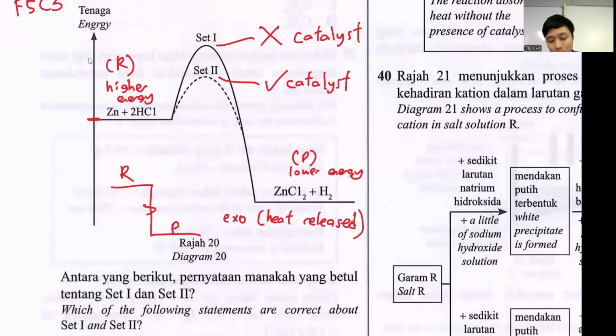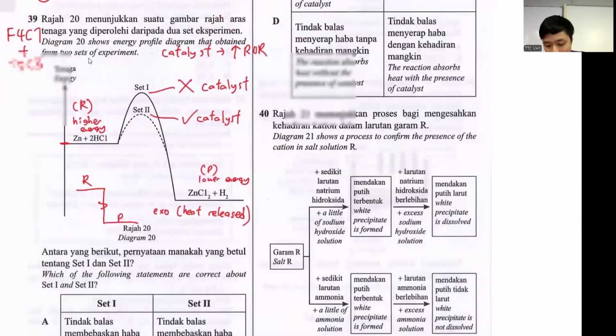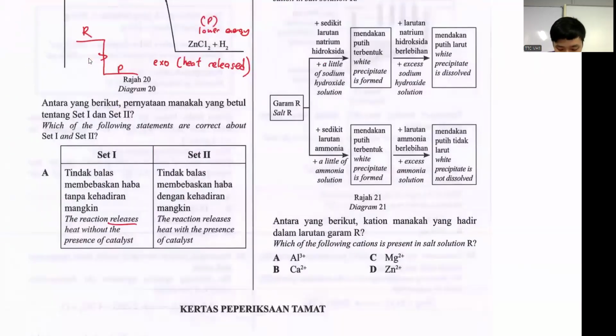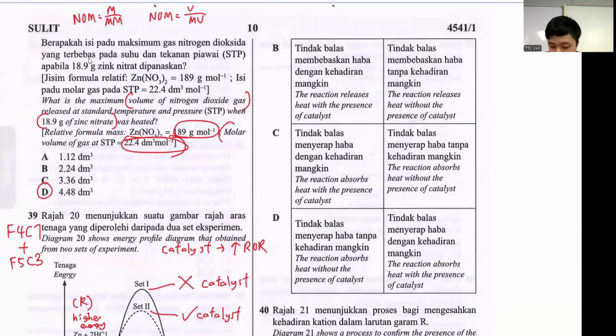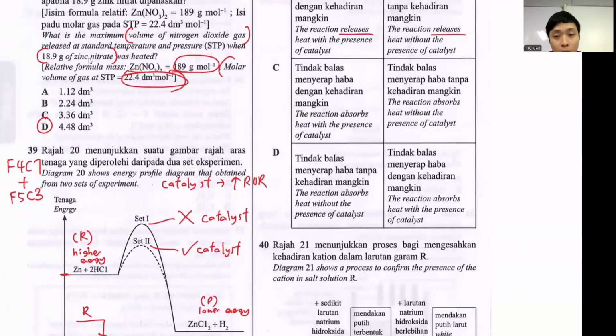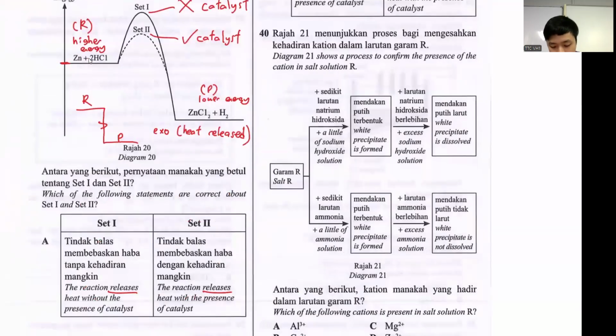Okay, so it must be heat release. If you see release, it releases heat energy, that's correct. It means C and D are wrong. Okay, so only A and B remain.